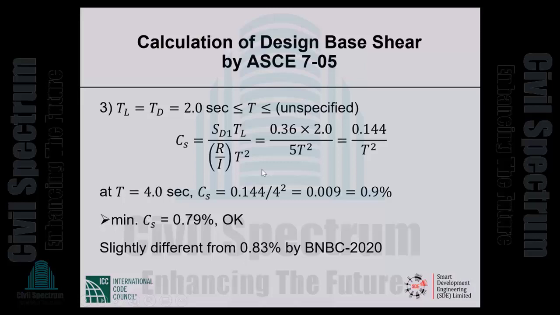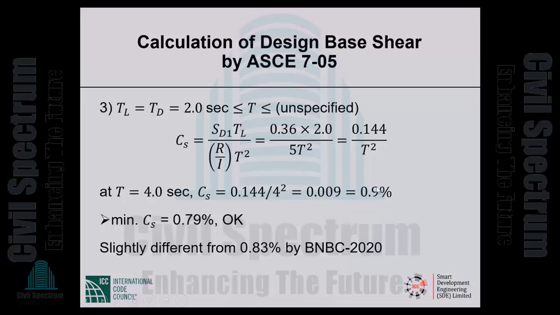The third branch beyond 2 seconds, this is the equation in AC 705. S sub D1 is 0.36 from Appendix C. T sub L is 2 seconds. R is 5, I is 1, T squared. So it is 1.44 divided by T squared. At T equal to 4 seconds, we get a value of 0.9%. That being larger than the minimum of 0.79%, we are okay.